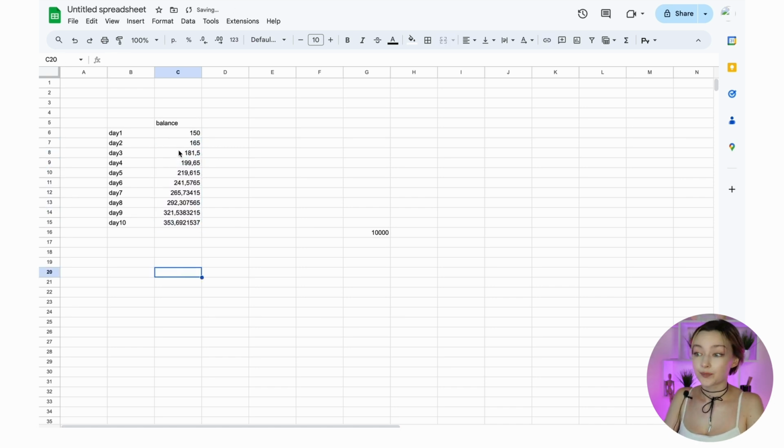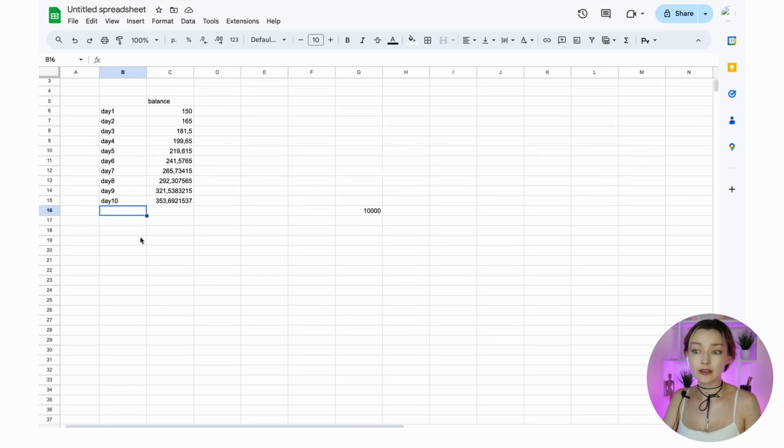So what did we do? Excel counted by how much our sum increases every day if we increase it by 10% daily. So 165 plus 10% is 181. 181 plus 10% is already 200, and so on and on. By the 10th day, we'll have $353, which is pretty good, honestly.